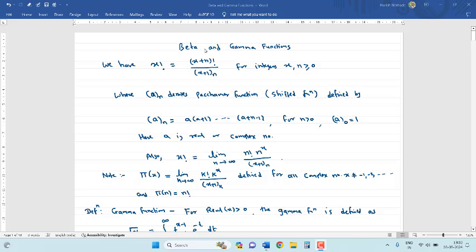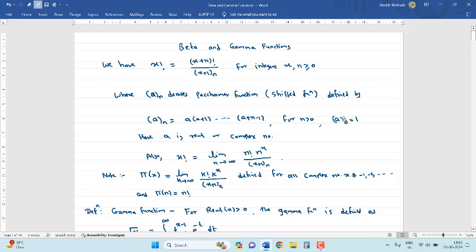So here we see the topic, that is beta and gamma functions. So we have x factorial is equal to (x+n)! upon (x+1)_n for integers x, n greater than or equal to 0, where (a)_n denotes the Pochhammer function or shifted factorial, defined as (a)_n is nothing but the product of a plus 1 up to a plus n minus 1 for n greater than 0. And here we have (a)_0 is equal to 1. Here a is a real or complex number.